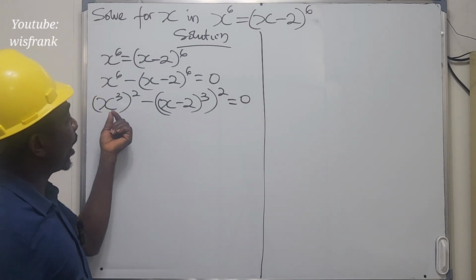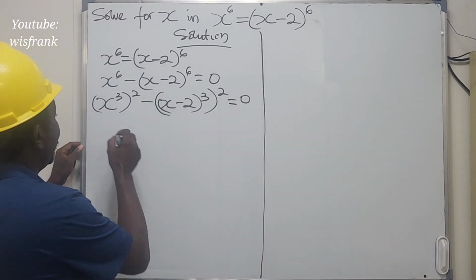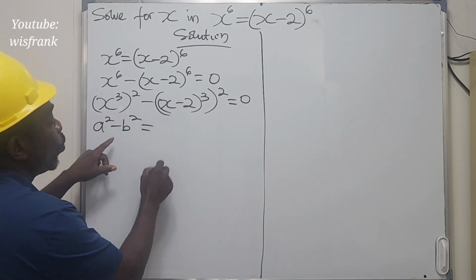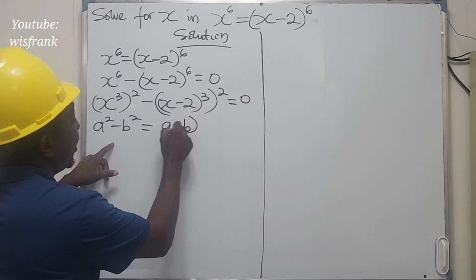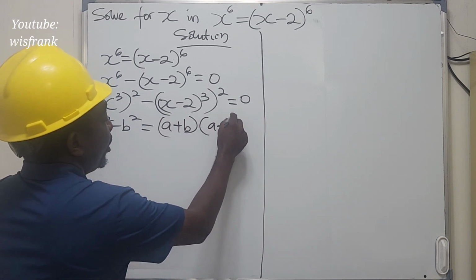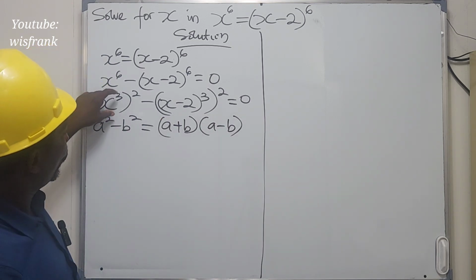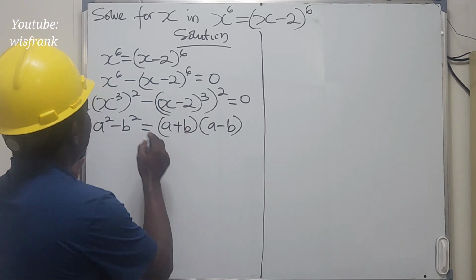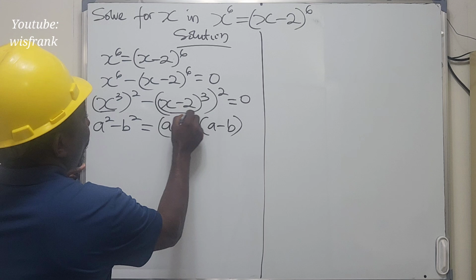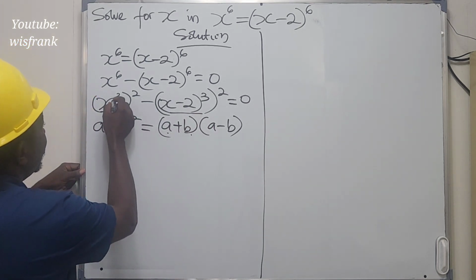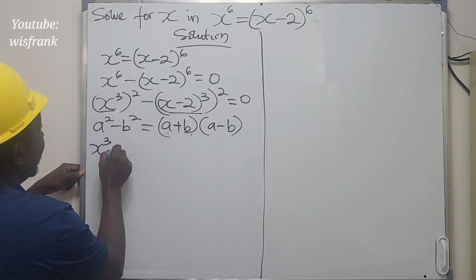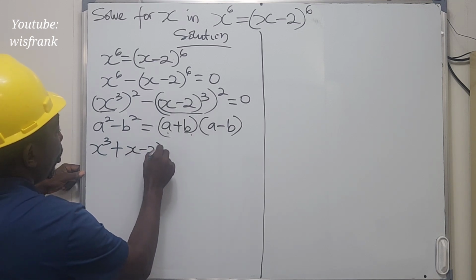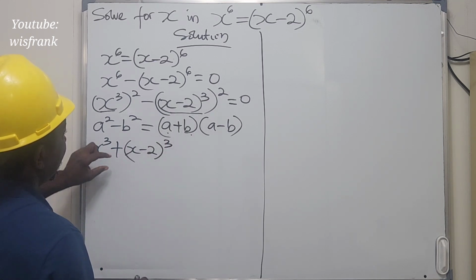We can see that we have difference of two squares here. It is in the form a to the power of 2 minus b to the power of 2. This will give us (a plus b) into (a minus b). So we are going to express this in this format. In that case, this is our a and this is our b. So we have a plus b, so this will become x to the power of 3 plus, for b, we have (x minus 2) all to the power of 3.